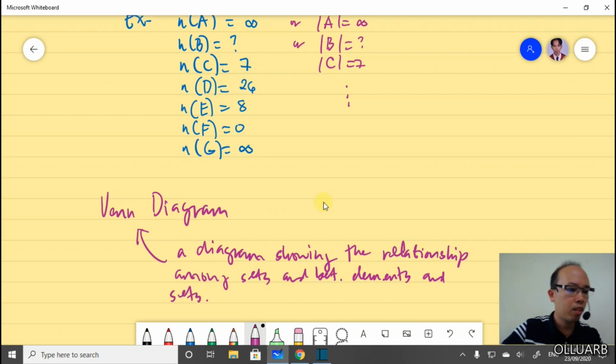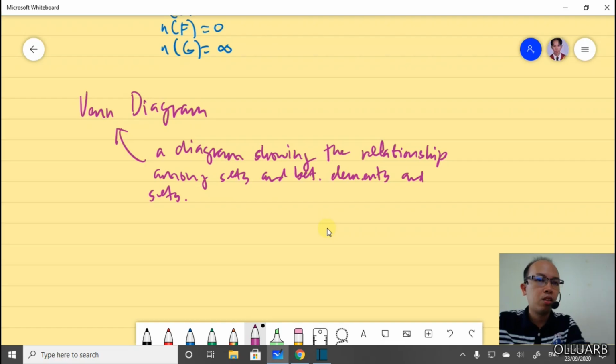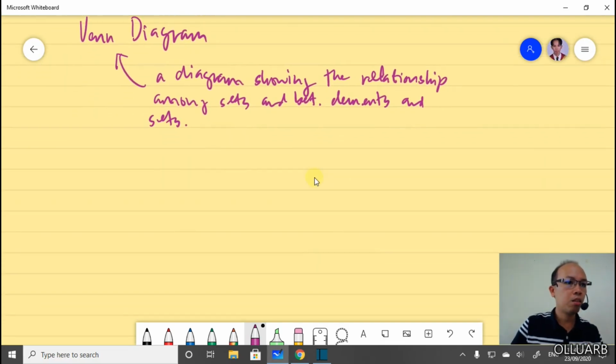Okay, that's what we mean by a Venn diagram. So for an illustration, let's have an illustration here. A Venn diagram usually will look like this.